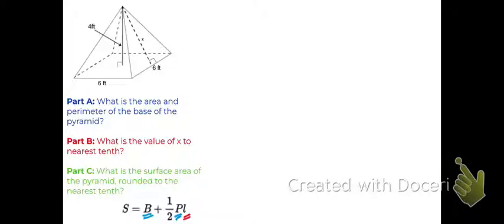So let's start with part A. What is the area and the perimeter of the base? The perimeter is the distance all the way around. This is a square pyramid. Each of the sides is 6 feet. So it's just 6 feet plus 6 feet plus 6 feet plus 6 feet, or 6 plus 6 plus 6 plus 6. What's another way to write that? We're adding 6 together 4 times, which is like saying 6 times 4. If we multiply those together, we see the perimeter is 24 feet.